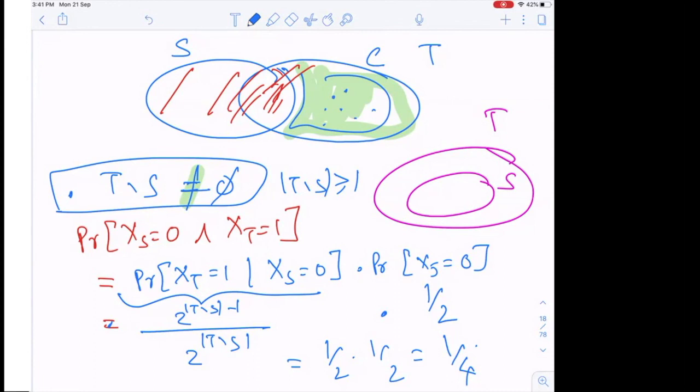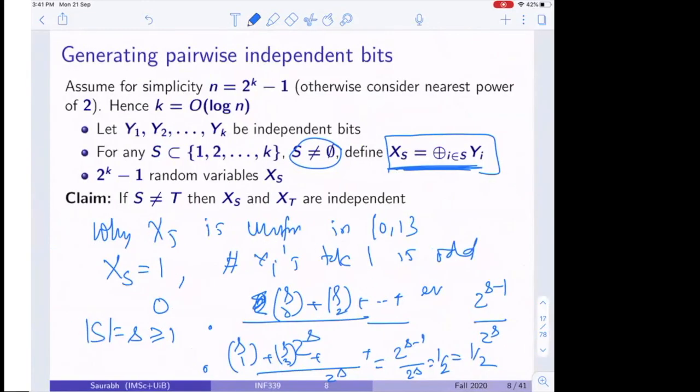Okay, so what did we see? We saw a construction where you start with only log n random variables, and with the help of that you have created n pairwise independent random variables. To do this, what do you need to store? You just need to store log n coin bits. So in the beginning of your process, you do some random coin tosses and store a string of 0, 1 bits of length log n.